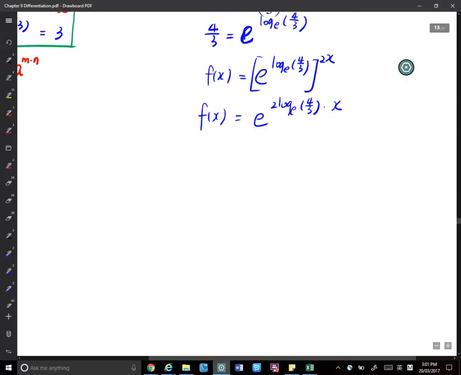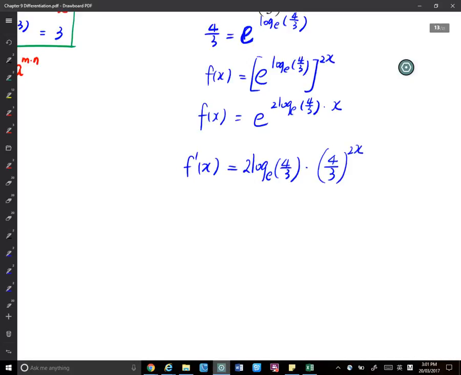It's another constant times x. So f'(x) will equal derive this on the top, which is 2 log_e 4/3, and then repeat this whole thing again. And this whole thing equals 4/3 to the power of 2x.